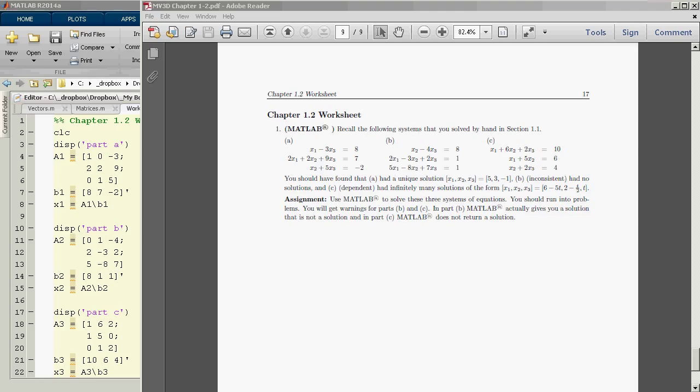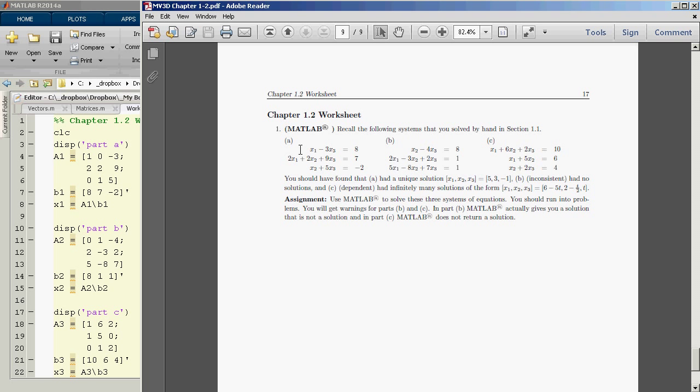Here we're doing the third video from Chapter 1.2, and we're basically just going to do the worksheet from that section. What we're doing in this worksheet is taking the three systems of equations that we solved by hand from Chapter 1.1. When we did the first system by hand, we found a unique solution where x1 is 5, x2 is 3, and x3 is negative 1. For the second system, there were no solutions, and for the third system, we had infinitely many solutions with a general solution that took this form. So I'm going to show you how to do this in MATLAB and the errors that you'll run into when you try to solve an inconsistent system or one with infinitely many solutions.